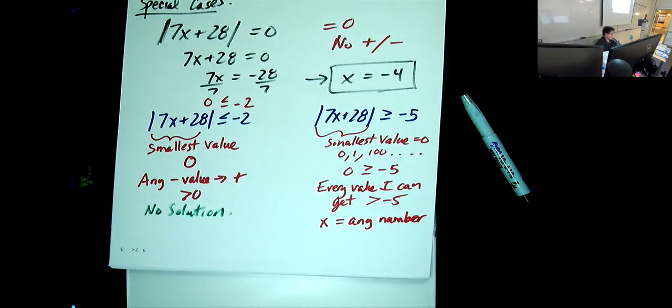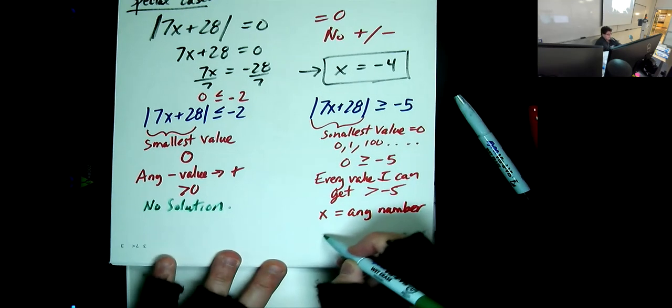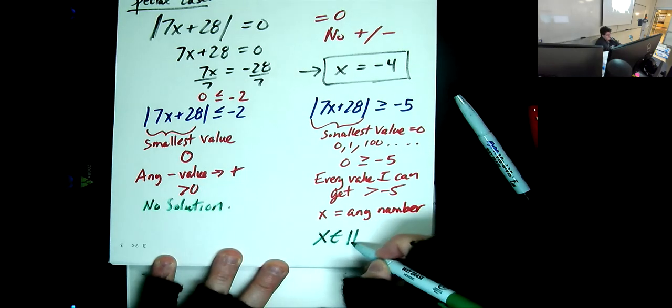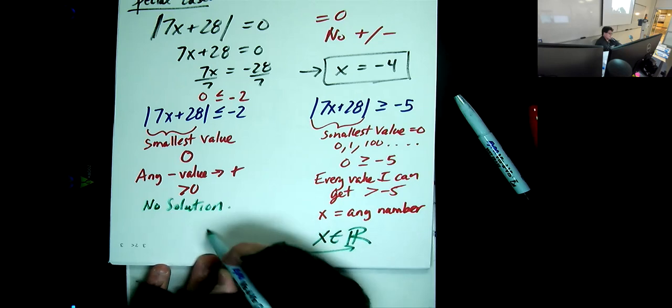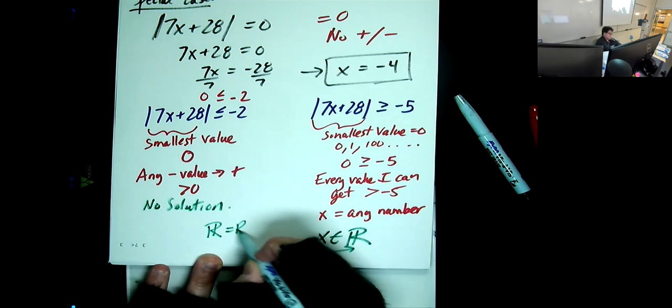And the way they write that in mathematics, they say x is a member of the real numbers, where that crazy looking R is real numbers.